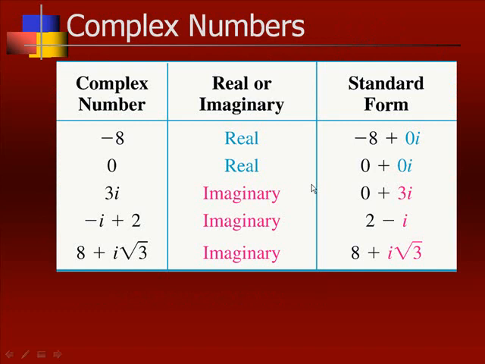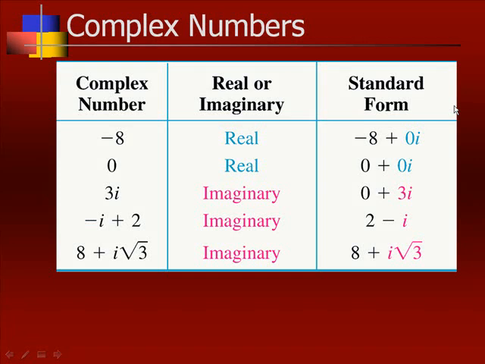So if we had a number negative 8, that is just a real number. And in standard form, in complex number form, it'd be negative 8 plus 0i. Same as 0. 0 is a real number, but we could write it as a complex number, 0 plus 0i. 3i is a complex number. There's no real part, so we say that is just imaginary.